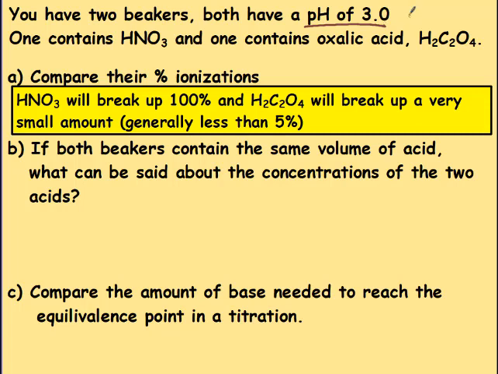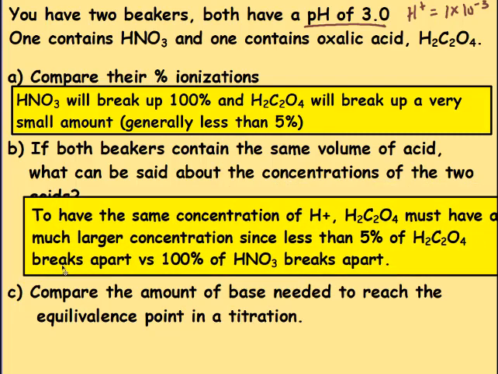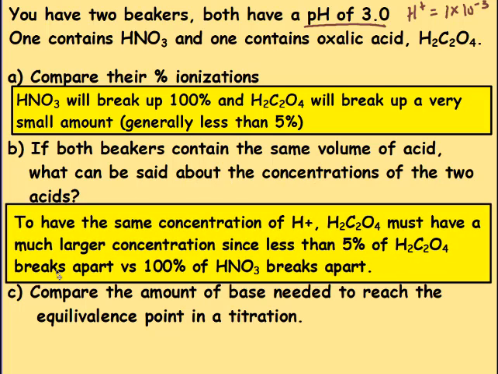Well, if they both have a pH of 3, my concentration of H has to be the same, 1 times 10 to the negative third. Well, my strong acid breaks apart 100% to give me that concentration of 1 times 10 to the negative third, while my weak acid would have to break up a whole lot more to produce that same amount of H. So I must have way more H2C2O4 to have the same concentration of H as I do for HNO3. So you can have the same pH in a weak acid and a strong acid. You just have to have a much larger concentration of that weak acid compared to the strong acid.